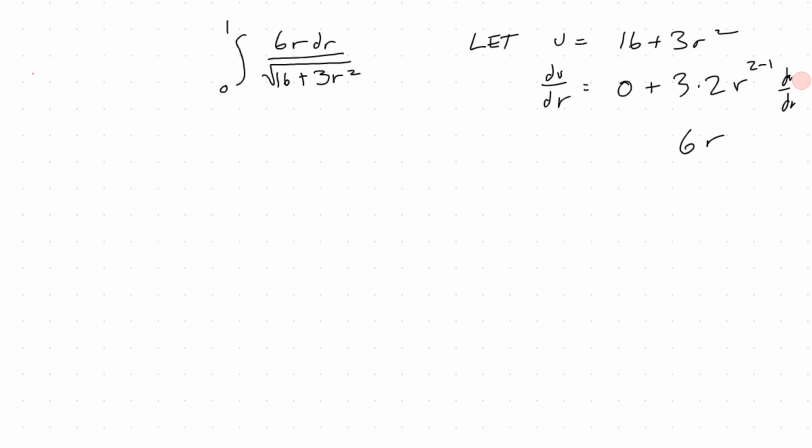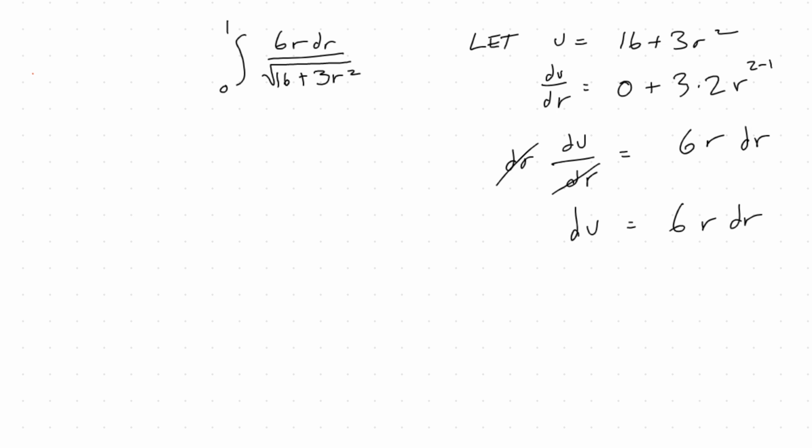So what we have at this point is du over dr is equal to 6r. And we want to get du by itself. That's going to be the more convenient approach to these. So we're going to multiply both sides by dr, and then it cancels out. So this is going to be du equals 6r dr.